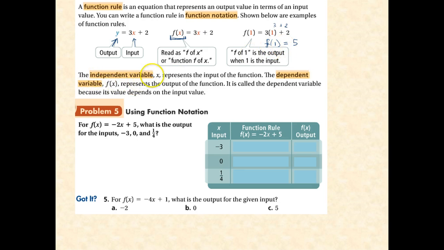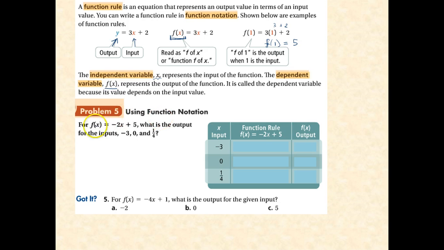The independent variable is the input, and the dependent variable is the output. The reason we call it the dependent variable is because its value depends on whatever the input was. So the dependent variable, because its value depends on the input value.